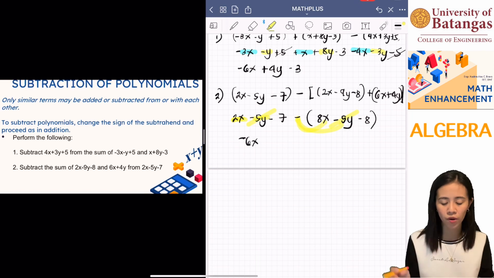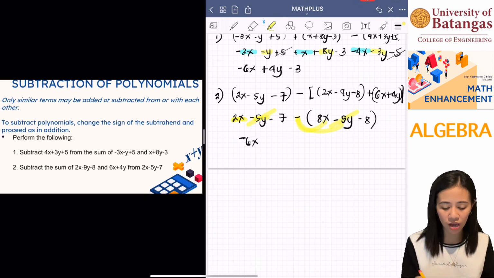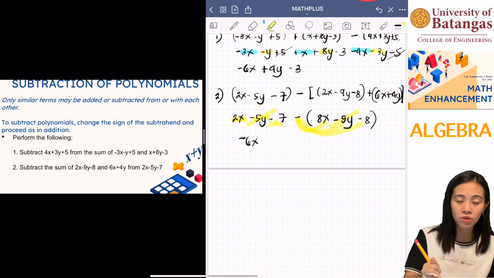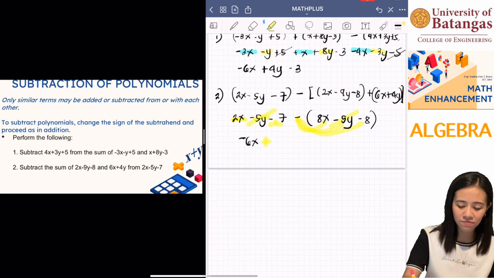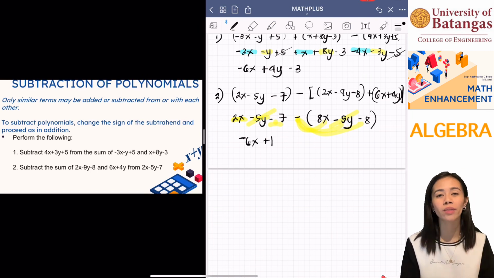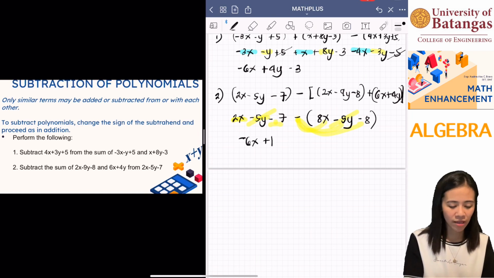So, we get 0. And then, it will be followed by the constant. So, you have negative 7 minus ulit, so plus. Negative 7 plus 8. So, that gives you positive 1. So, our answer will be negative 6x plus 1. So, this will be our answer for number 2. And that's how you subtract your polynomials. Okay? Next.